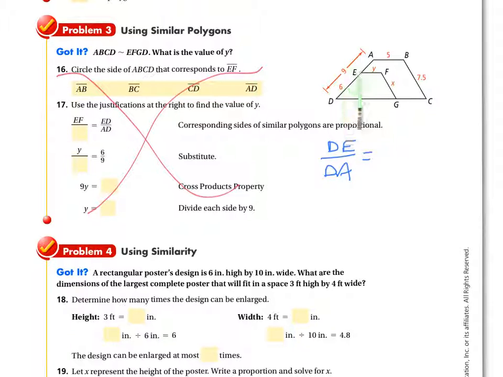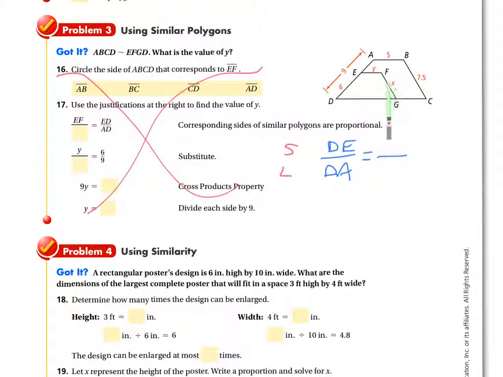DE belongs to the smaller figure and DA belongs to the larger figure. So I want to make sure that I write over here that I'm going from small to large, because my other ratio on the other side of my proportion has to be from small to large. So if I'm trying to find, and we can choose, do you want to find Y first or X first? Doesn't matter. All right, so we'll go alphabetically.